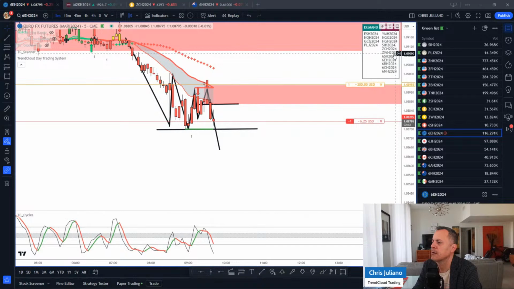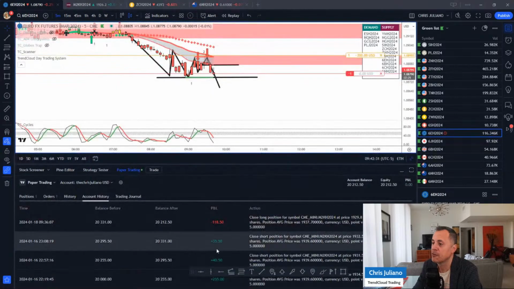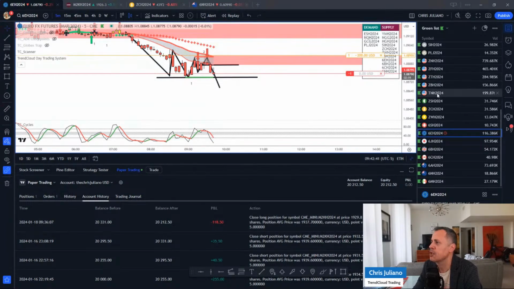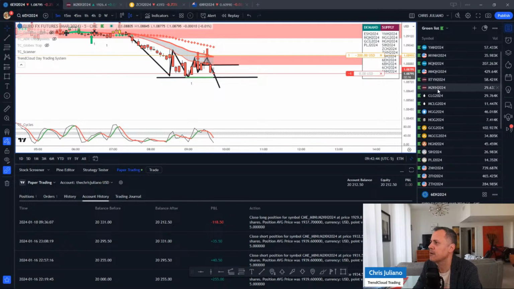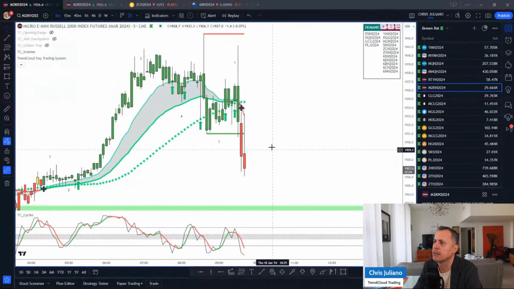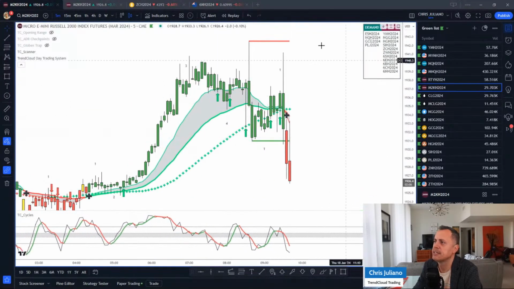What else we got here? So that right there took the full risk on that 200. Okay, so I lost 118 on that micro Russell trade. Let's go back and check it out and see what's going on there. Micro Russell pulling back deeper. Definitely did not want that.